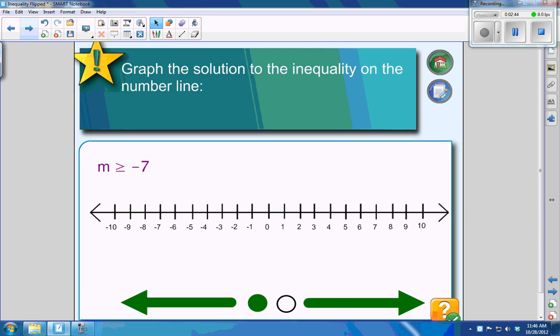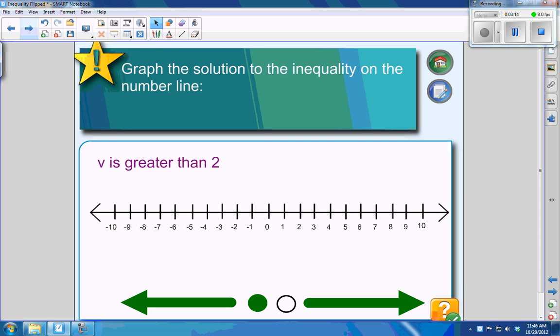Again, pause your recording and graph the inequality. This inequality states that m is greater than or equal to -7. So since there's an equal to sign, I put a closed dot on -7. And since it's greater than -7, my arrow points in the bigger direction. It could be anything greater than -7 and also -7.